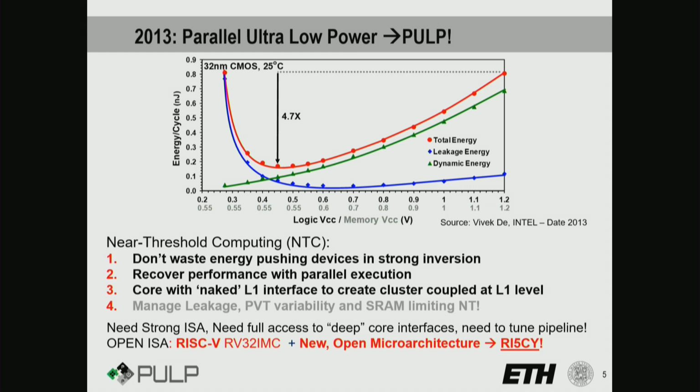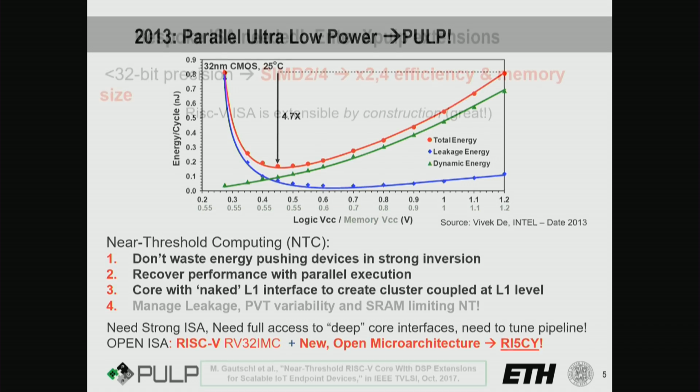And to do this, we actually need a very strong ISA, and we need full access to the features of a processor core, because we really want to tune the pipeline of the processor, and we want to play with every detail. So RISC-V is a very good starting point, because we can take that and create a new open microarchitecture around that, which is our RISC core, which we will talk about some more.